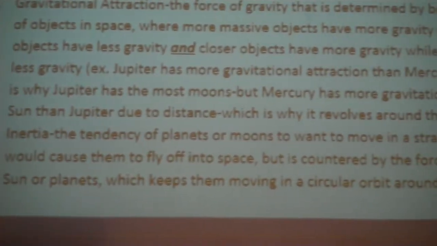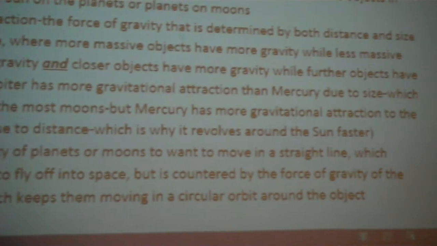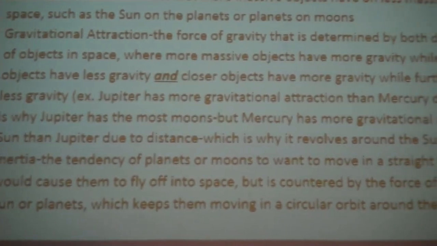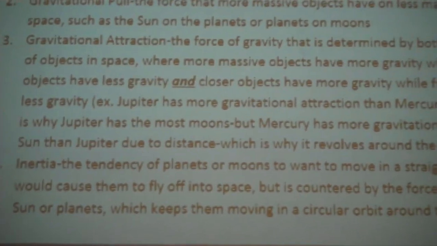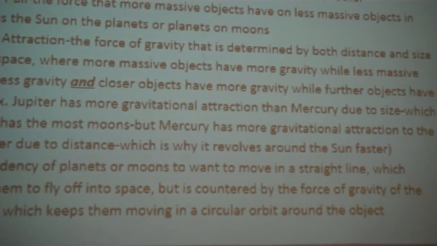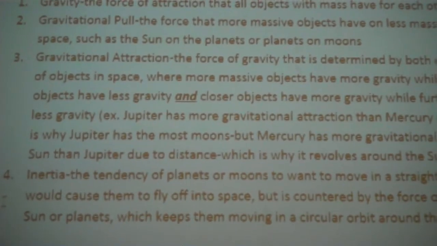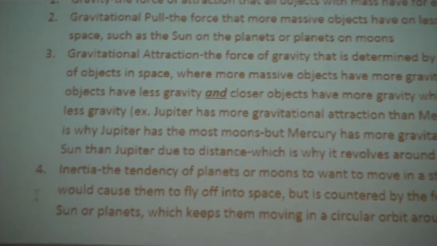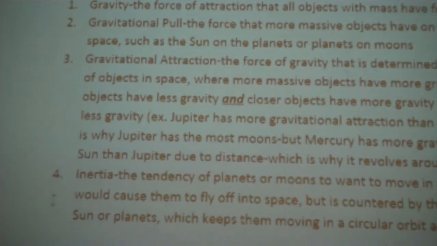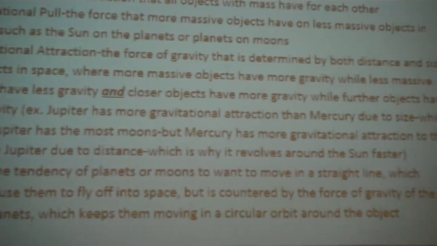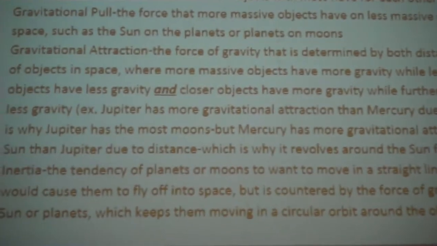That is the tendency of planets or moons to want to move in a straight line, which would cause them to fly off into space, but is countered by the force of gravity of the sun or planets, which keeps them moving in a circular orbit around the planet. So inertia wants to keep the planets and moons going out and flying into space, but because the sun's gravity is so massive, and that's what has the most gravity in our solar system, it keeps the planets and moons moving in a circular orbit around that particular object in space.